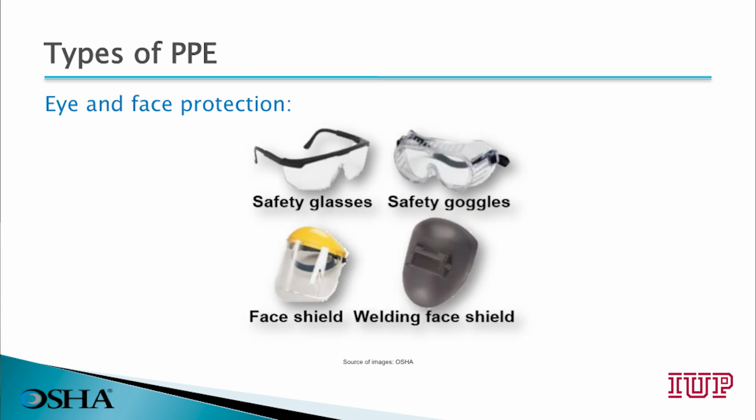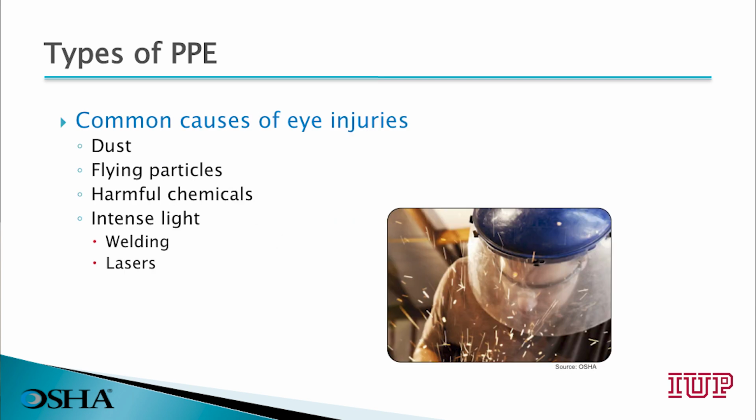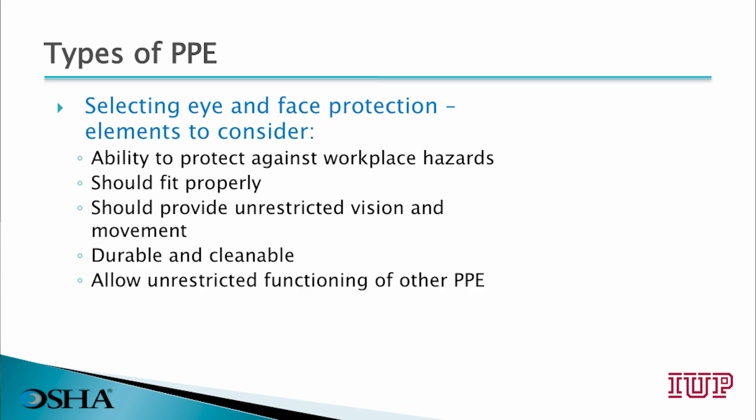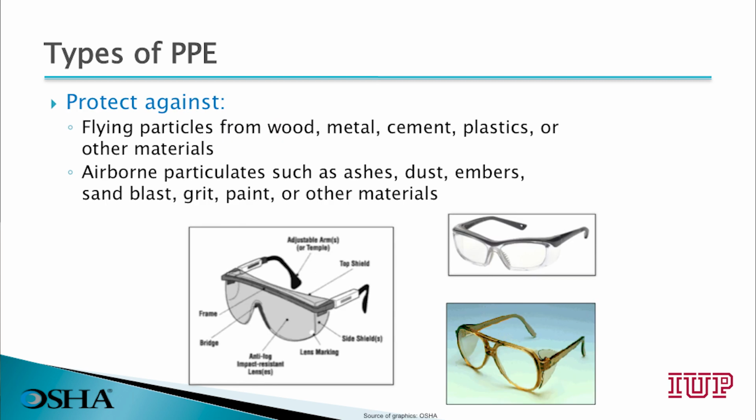Eye and face protection can include safety glasses, safety goggles, welding shields, or face shields. Common eye hazards include dust, flying particles, harmful chemicals, and intense light from welding and lasers. When selecting eye and face protection, we need to consider the equipment's ability to protect against workplace hazards, that it should fit properly, that it should provide unrestricted vision and movement, is durable and cleanable, and allows unrestricted functioning of other PPE. Eye and face protection needs to protect against flying particles from wood, metal, cement, plastics, or other materials, and airborne particulates such as ash, dust, embers, sandblast, or grit.